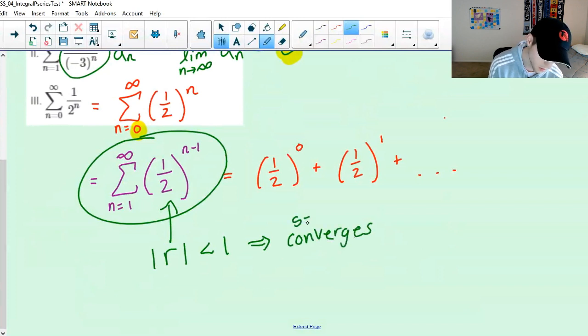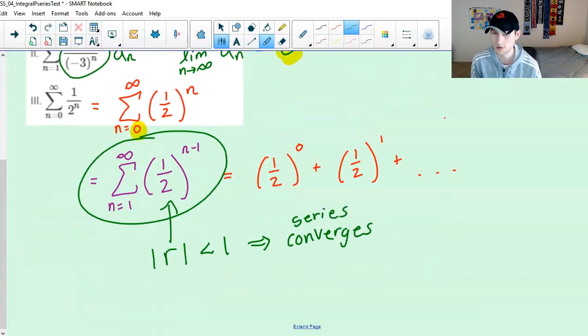So we know the series does converge. The series converges since we see that the absolute value of the ratio is less than 1.